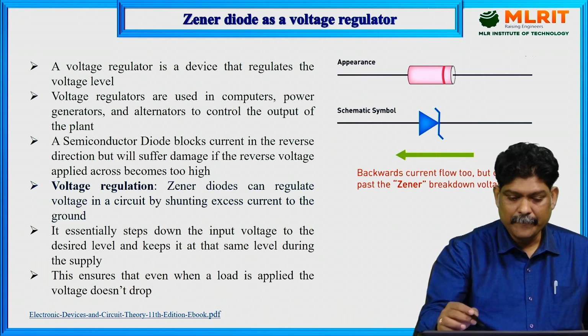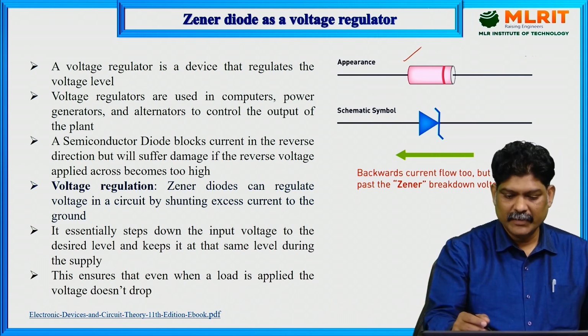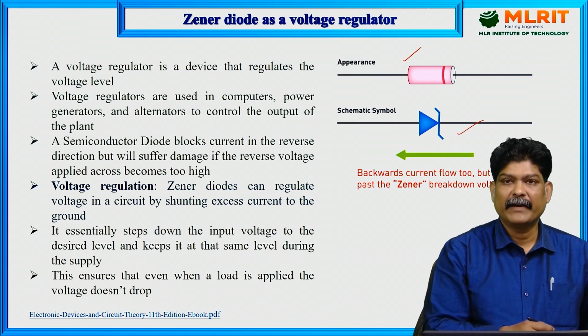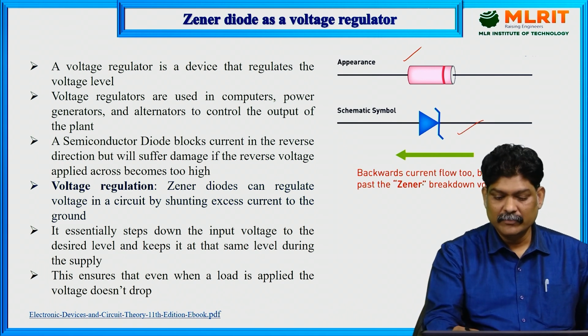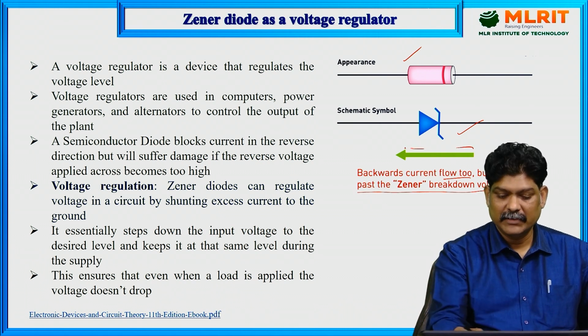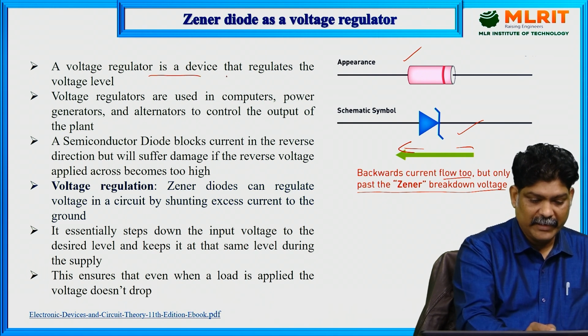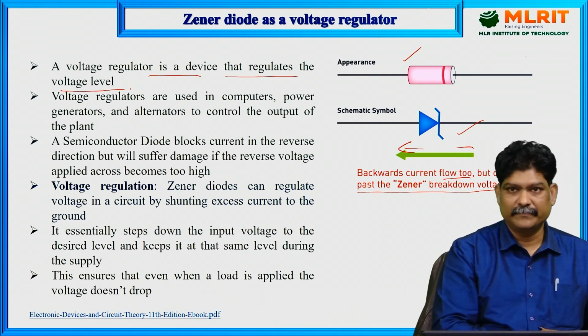So this is the appearance of the Zener diode symbol, and this is the schematic symbol. Breakdown current flows, but only past the Zener breakdown voltage. This is the direction of flow. A voltage regulator is a device that regulates the voltage level.